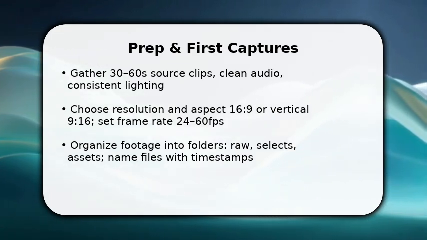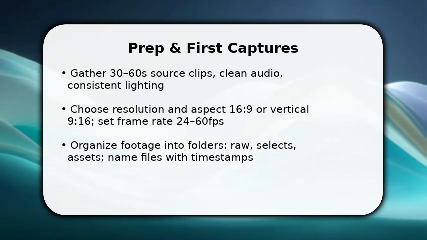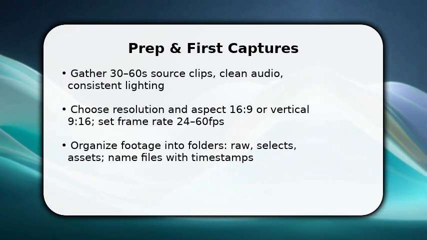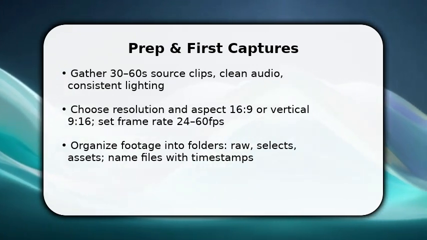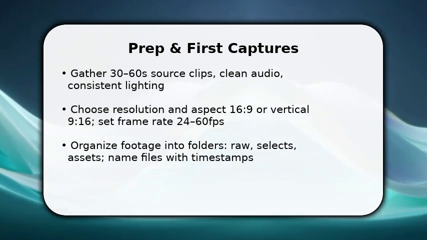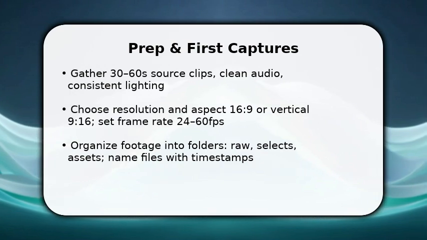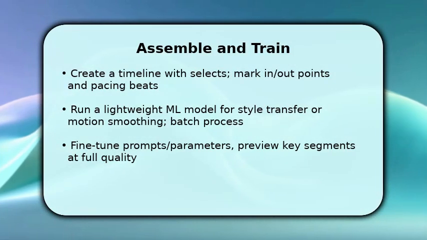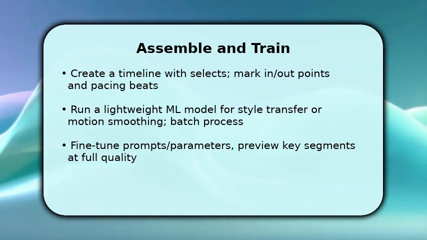Once done, set project resolution to 16:9 or 9:16, and pick a frame rate between 24 and 60 FPS to match your delivery platform. Make sure files are named and separated into RAW, selects, and assets folders so automated steps can locate inputs without manual fixes. You now assemble a rough timeline and apply the ML-driven transformations that define the montage.